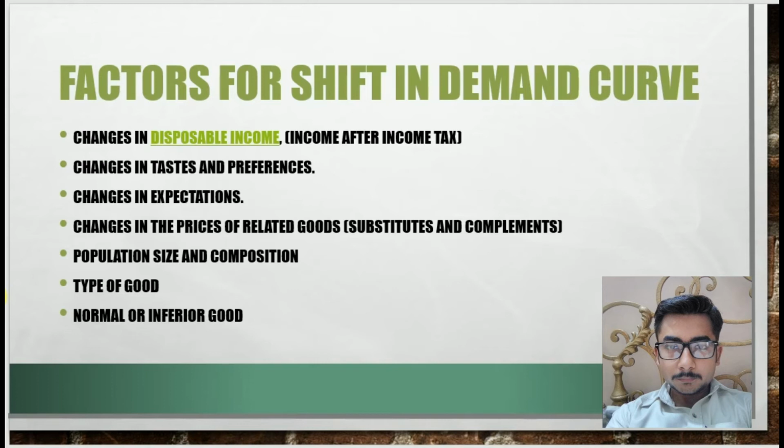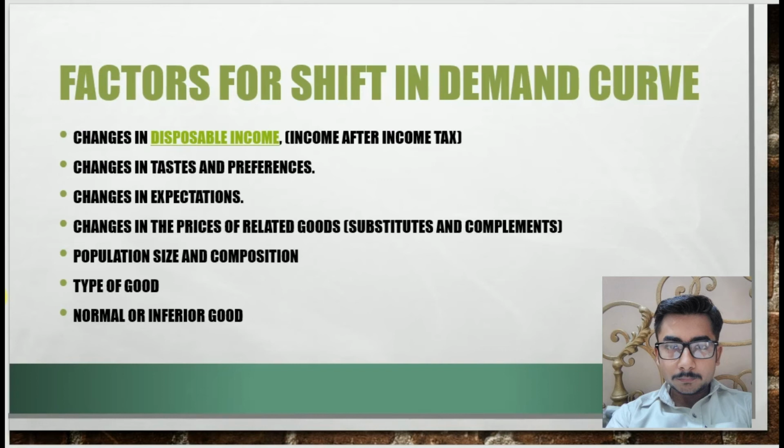The last is type of good. The demand of any product depends on the type of good. There are two types of good: normal or inferior good. A normal good is a good where a person sees that his income is being increased, and after an increase in his income, he is spending more on a good. Previously he was spending less on that good, and now he is spending more on that good. Then this means that the good is a normal good.